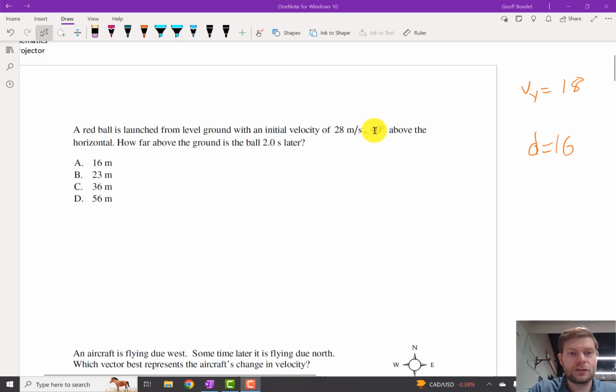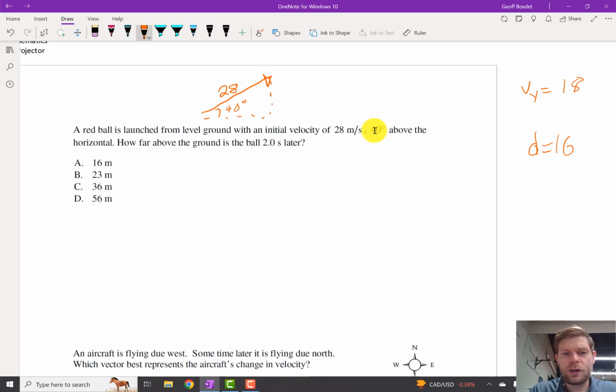And so all you really have to do is take that velocity. In this case, we've got some red ball launched from level ground with initial velocity of 28 meters per second, 40 degrees above the horizontal, and we just want to know how high it is in the air 2 seconds later. So we're going to make a little triangle, and we're going to break into components like we've done previously. So this is 40 degrees.